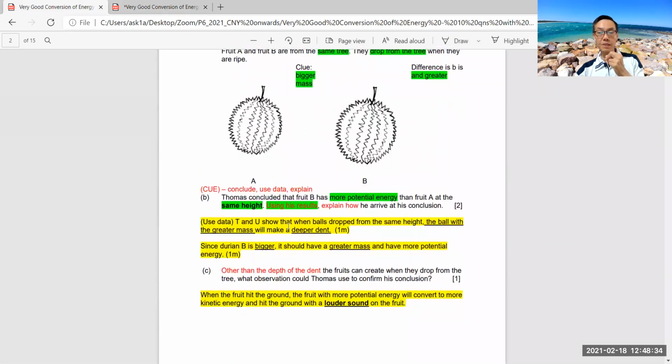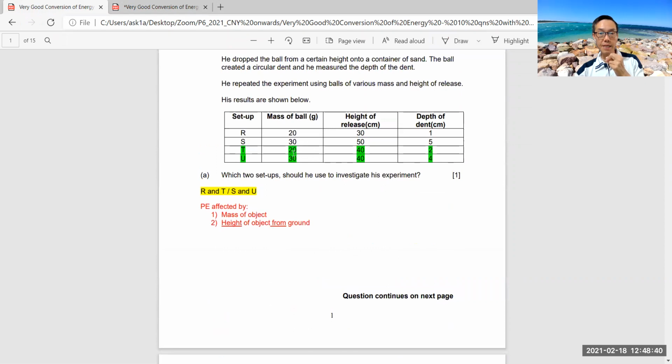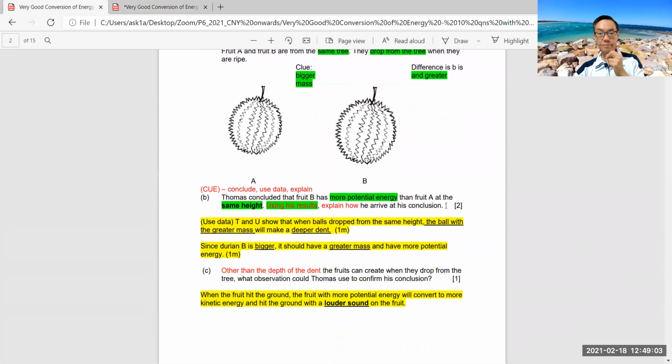Okay, so this is the model answer which I've prepared. Using the data from here, you can see T and U, which I've highlighted here. Can you see that T is 20 grams and U is 30 grams, and they are dropped from the same height at 40 centimeters. But the result is that the one with the greater mass, in setup U, created a dent of 4 centimeters deep. So this is the experimental result.